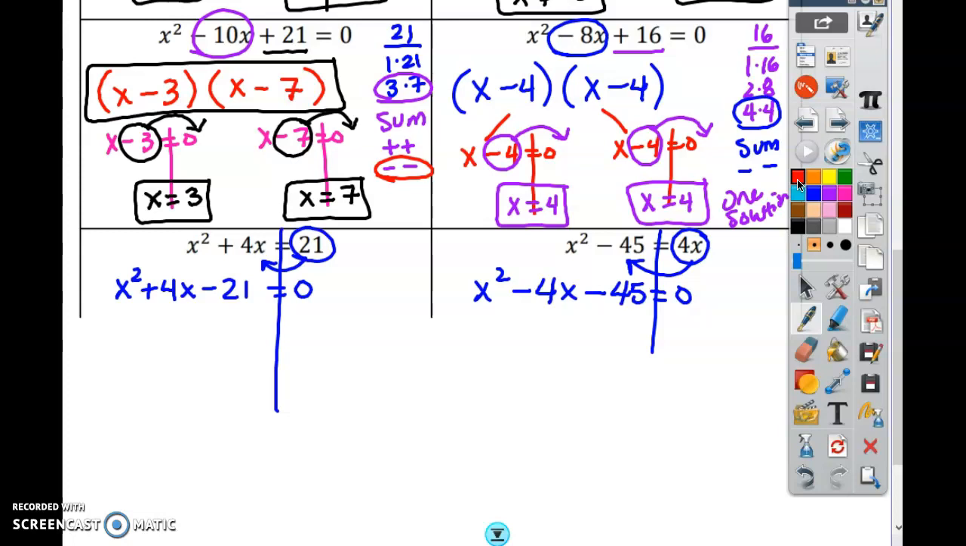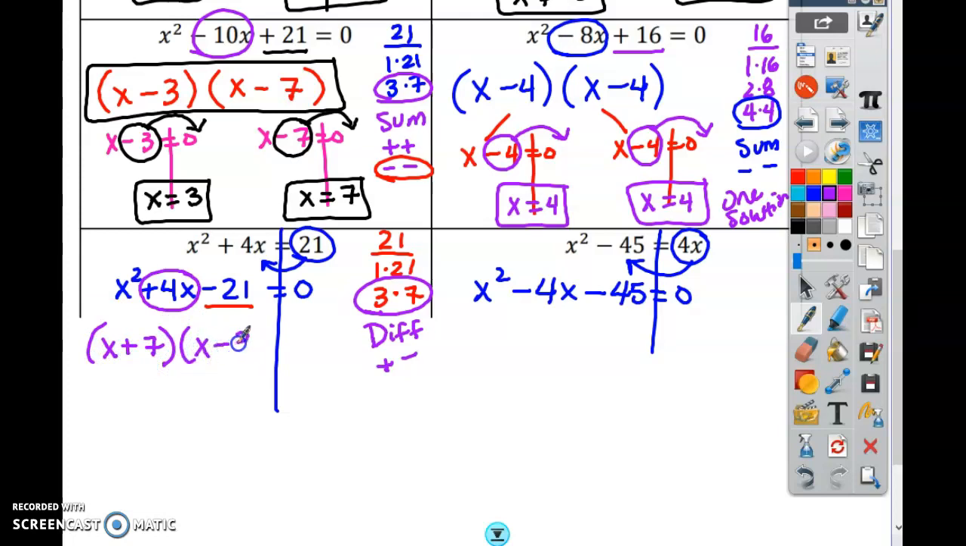Okay, so now I need you to factor. I need numbers that multiply and give you 21. 1 times 21 and 3 times 7. It needs to give you a sum or a difference of 4. 3 and 7. Sum or difference? Difference. So one has to be positive, one has to be negative. The bigger number takes that symbol, whatever that symbol is. So if this is positive, the 7 has to be positive. So my factors are x plus 7 and x minus 3.